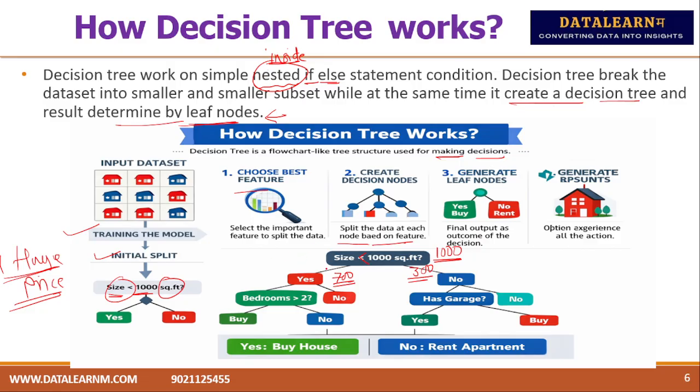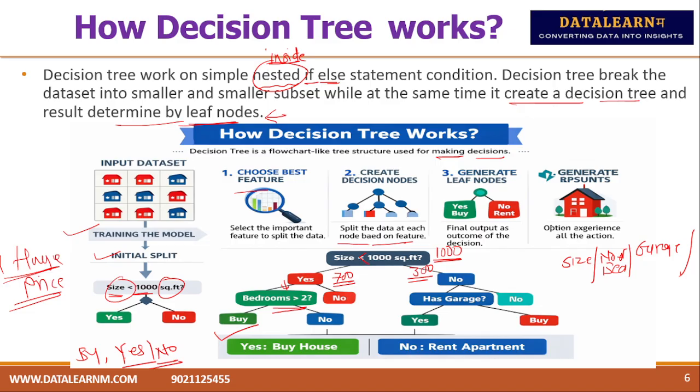Next, generate a leaf node. So for these 700, next it is compared with the bedrooms. A number of features will be there. First will be size. Next, number of bedrooms. Then it will check whether there is a garage. And then if size is less than 1000 feet and bedrooms greater than 2, then go for buy. On what basis will it go for buying? There are two options: buy yes or no. So two choices are there. Bedroom greater than 2.